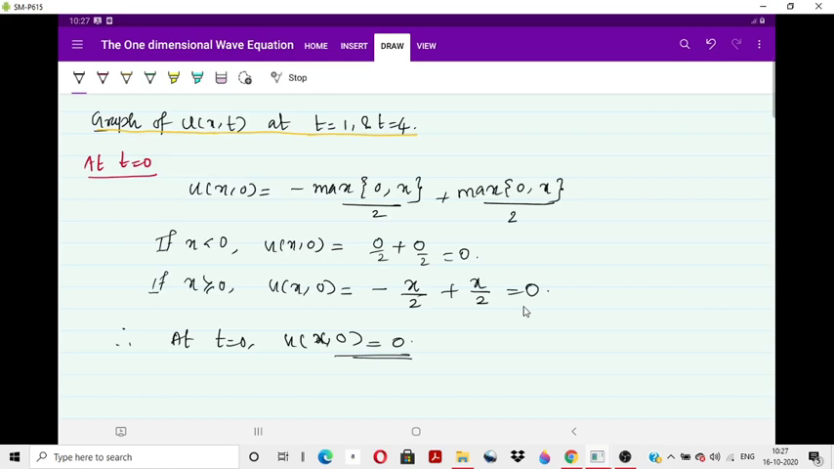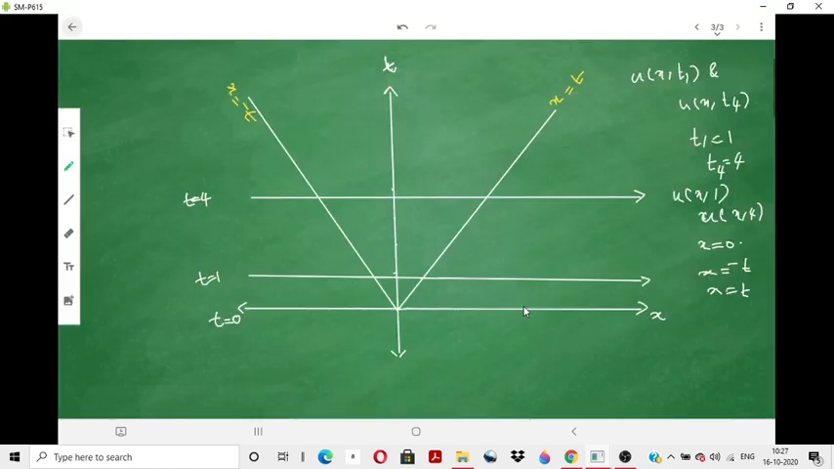And hence the graph of u at x0 can be plotted like this. This is the point x equal to 0, and for x less than 0 and greater than 0, u at x0 is equal to 0. So this is the entire line t equal to 0, and since we are taking u along the vertical axis, this is the graph of u at x0.